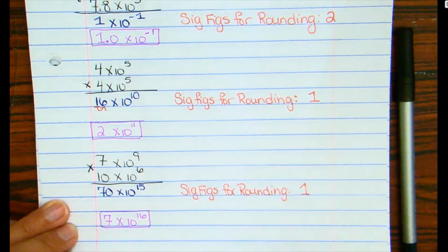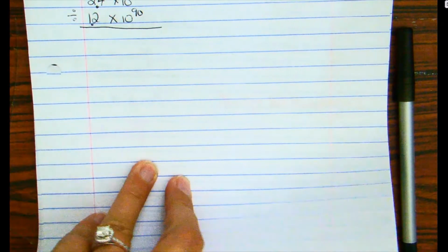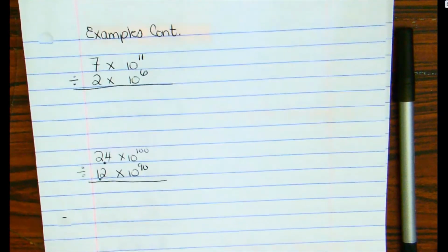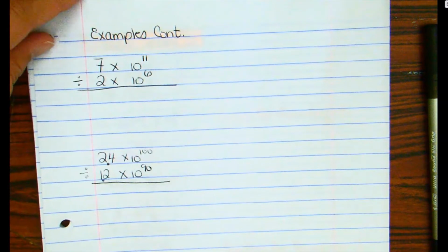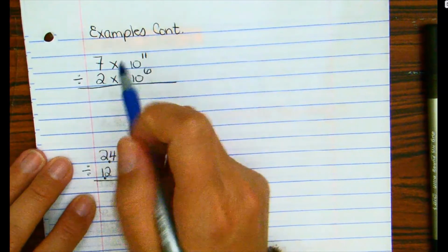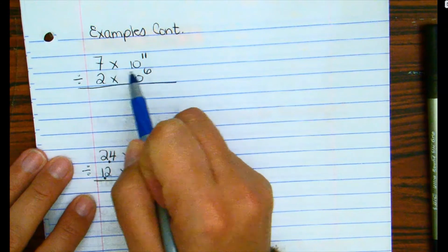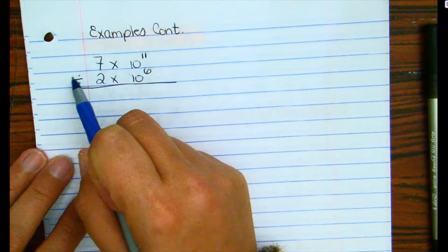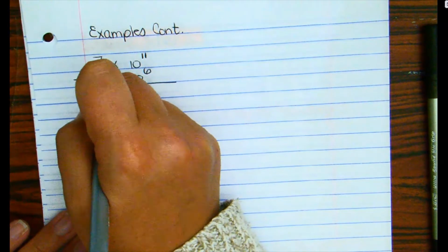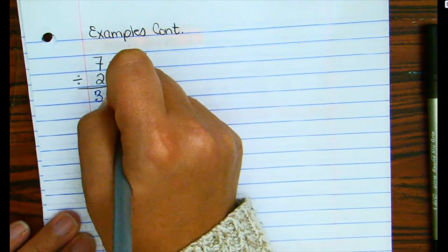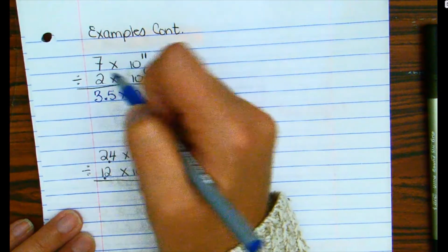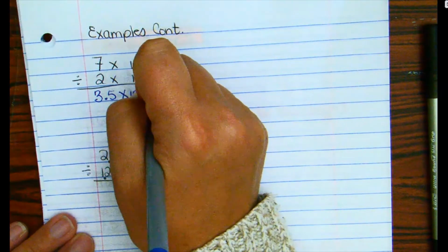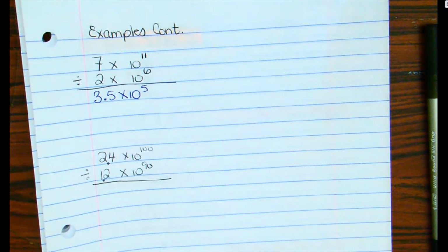Okay. Let's try just 2 more examples, because we haven't done that many for division. So let's do 7 times 10 to the 11th divided by 2 times 10 to the 6th. 7 divided by 2 is 3.5. Times, and we got to remember to set up the exponent, and it's going to be 11 minus 6 is 5. So we have 3.5 times 10 to the 5th.